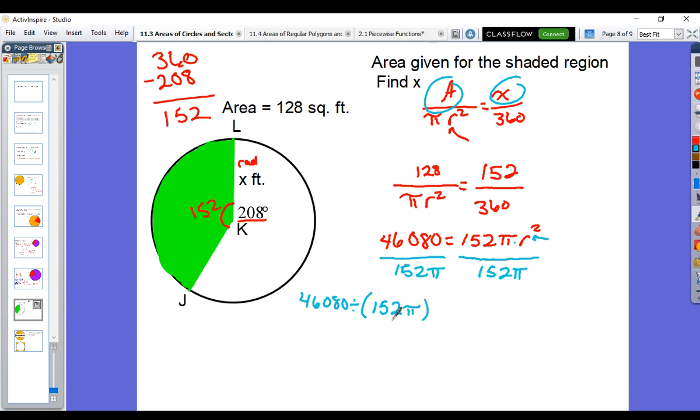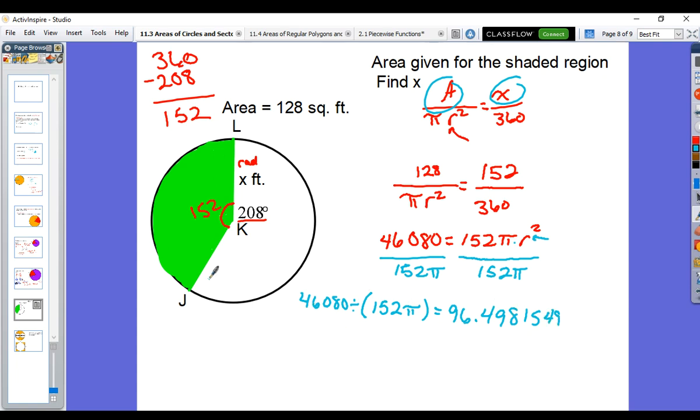Now, let's get the right answer first. So we do 46080 divided by parentheses 152 pi, and you get roughly 96.4981549. I'm going to carry a couple numbers for now.